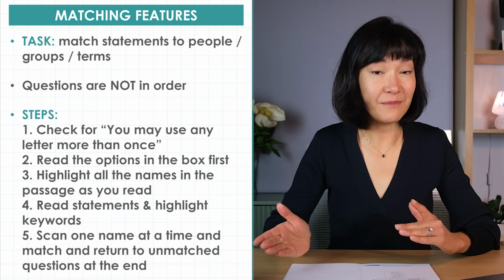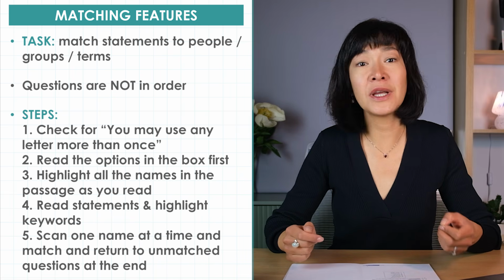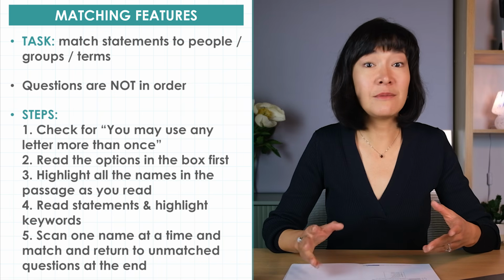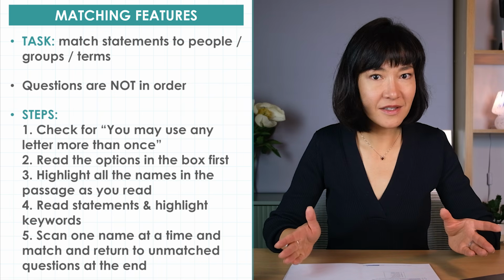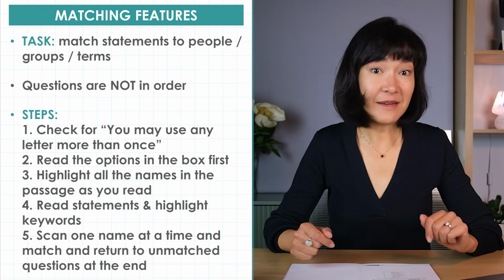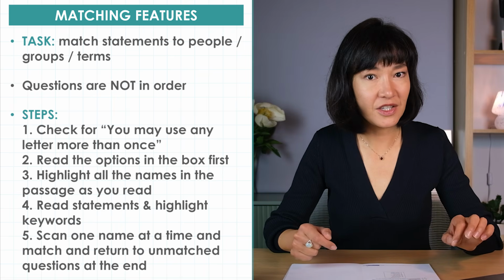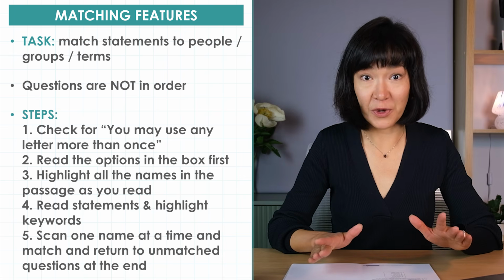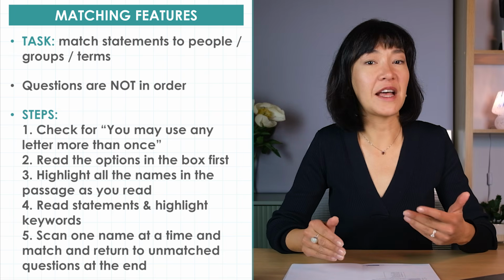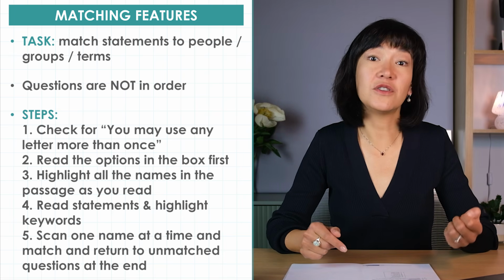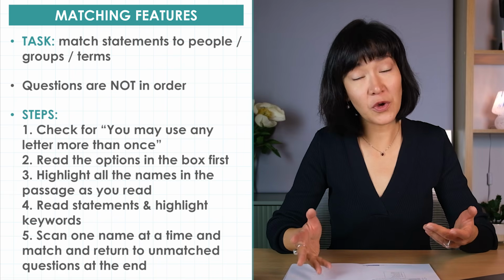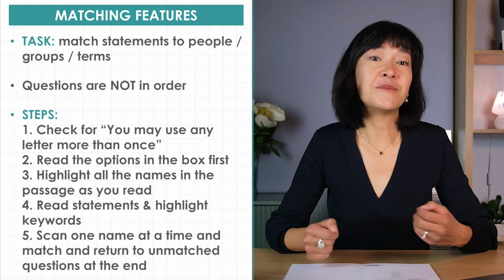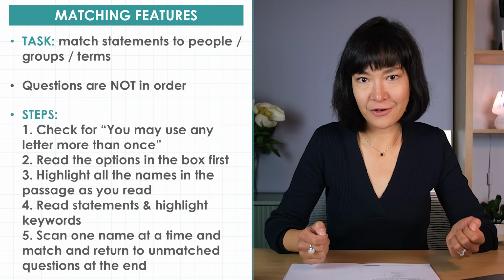Move to the next name and do the same. And keep going until you reach the end of the passage. And if a name doesn't match any statement, just move on, that's fine. Some names are mentioned in the passage, but don't have a matching statement. That's normal. Once you finish the passage, go back to any statements you couldn't match. And by that point, some options will already be used, so the remaining ones are easier to figure out.